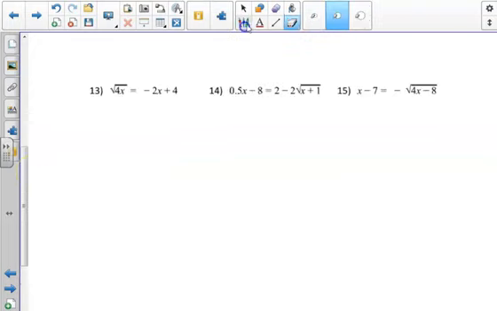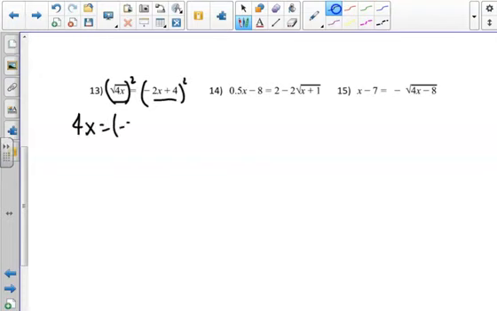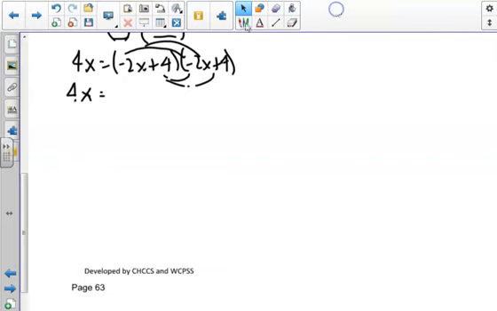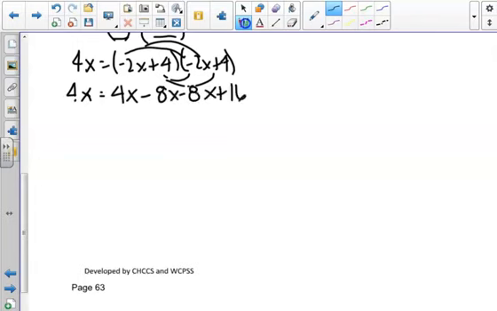So let's try number 13 now, where we're given a square root function and a line. Recall, to get rid of the square root function, you do have to square both sides. So we'll be left with 4x equals the quantity 2x plus 4 times the quantity -2x plus 4. We're going to distribute our two binomials. We'll get 4x equals 4x minus 8x minus 8x plus 16. When we combine our like terms on the right side, we will get 4x squared minus 16x plus 16.